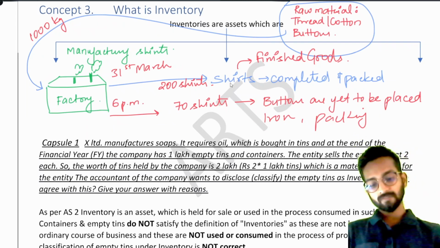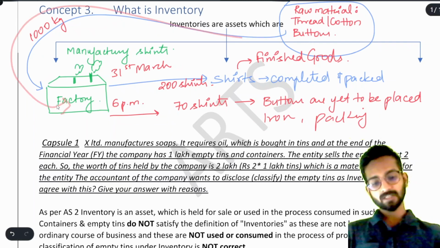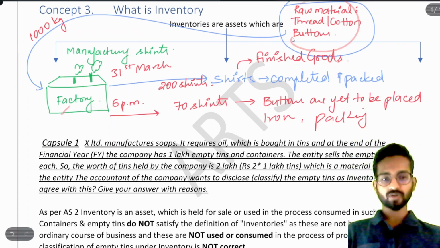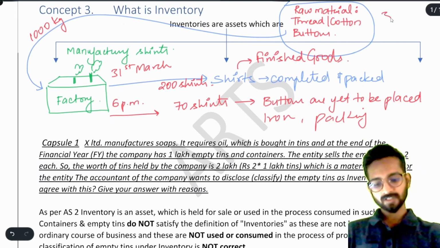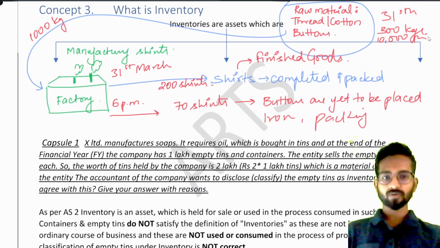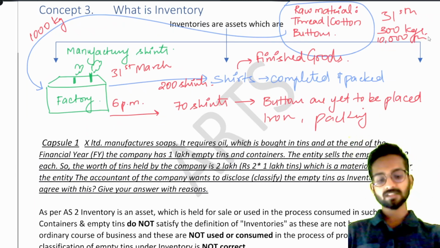Another is, when I am transferring so much raw material to the factory, obviously in my godown I will be having a lot of raw material also. Understood? Because I will not be buying raw material every day. So as on 31st March, I can say that I still have 300 kgs of cotton, thread, and some 10,000 pieces of buttons in my godown. So that is the stock of raw material.